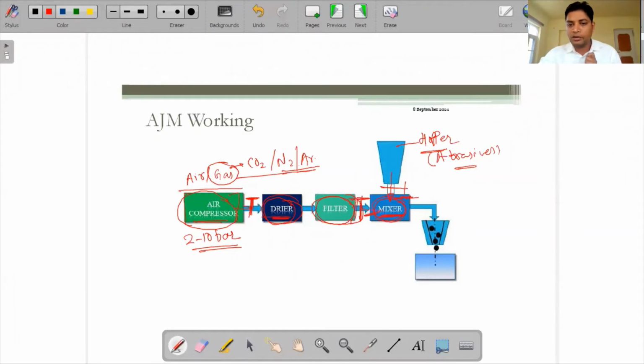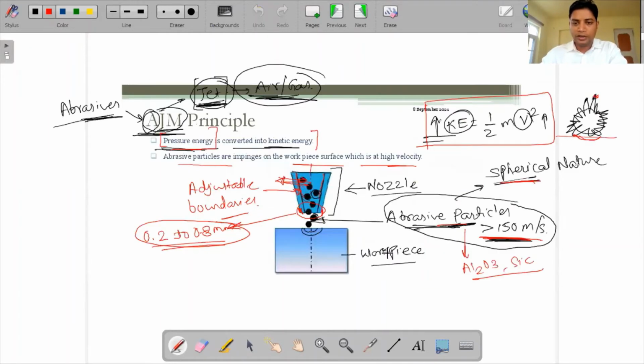The air is coming out at very high velocity from this side, and the abrasive particles pass through this one, so the abrasive particles get a very high velocity. They then move toward the workpiece through these hoses, and then we use this nozzle. The rest we have already discussed in the principle part: these black abrasive particles come with very high velocity, impinge over the workpiece surface and remove the material.